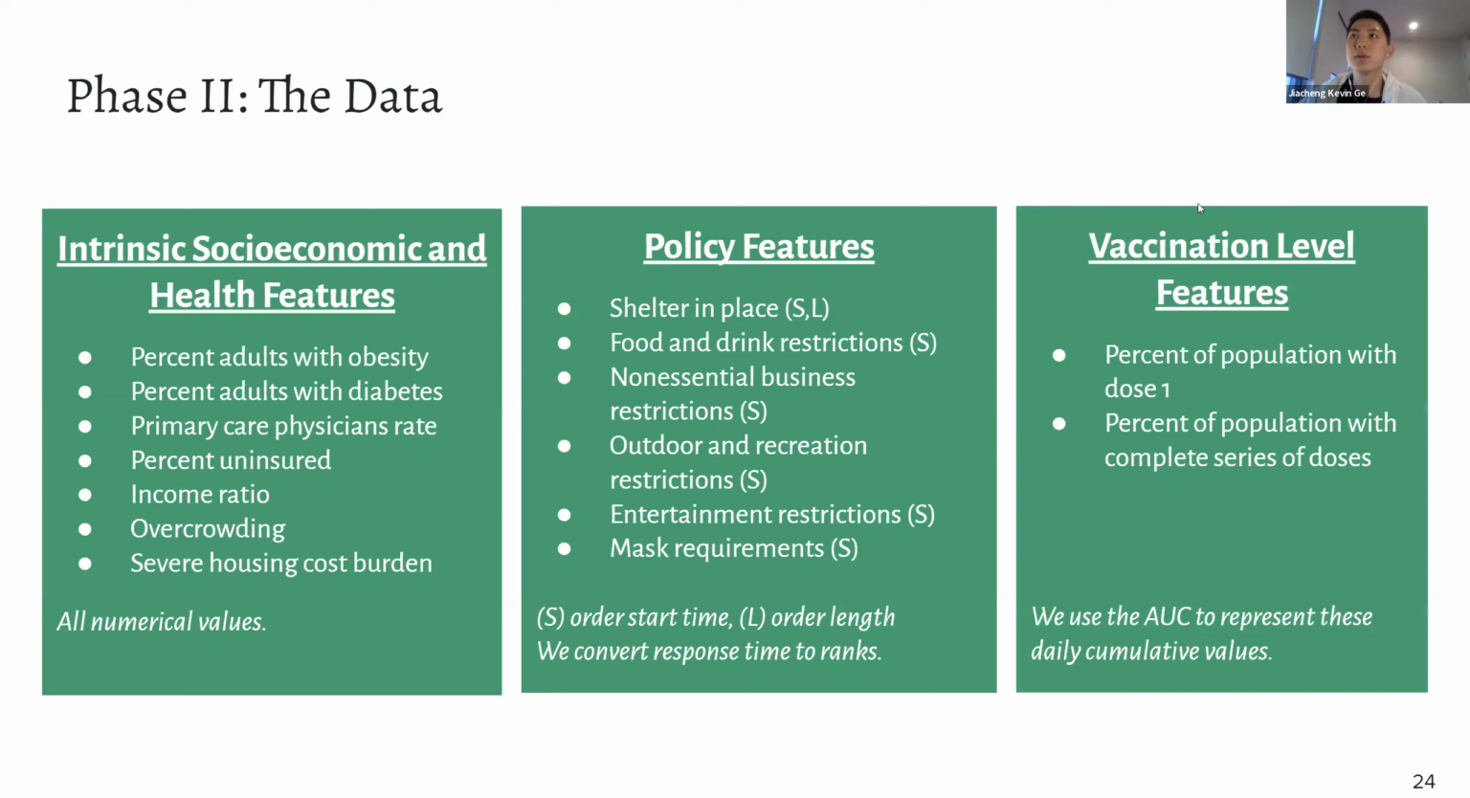The third category is the vaccination data. We consider the percentage of population that received the first dose and also the complete series of doses. Because it's possible that during a time period, a county has a bump in its number of vaccinated population, we calculate the area under the curve of administered doses for a fair comparison between counties.